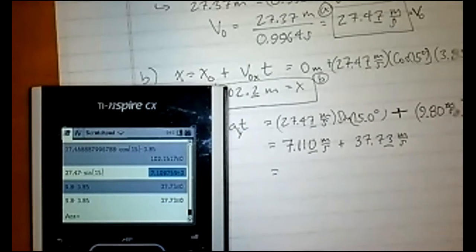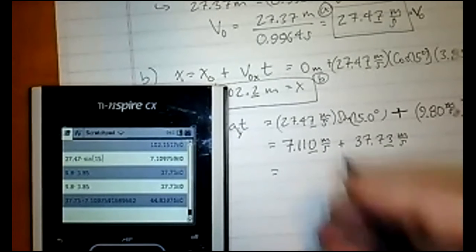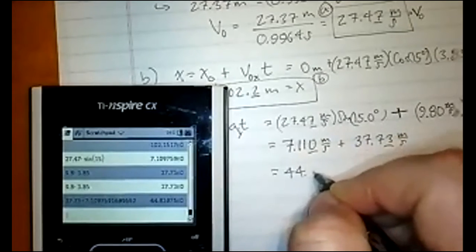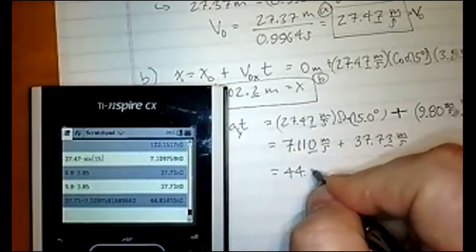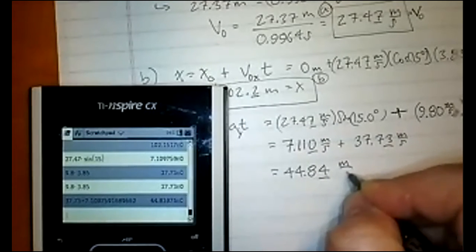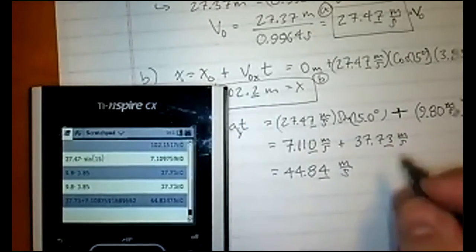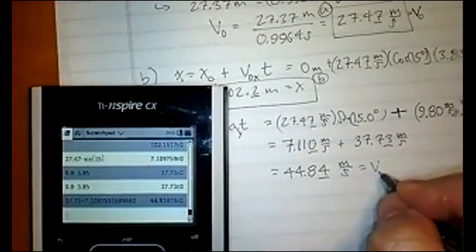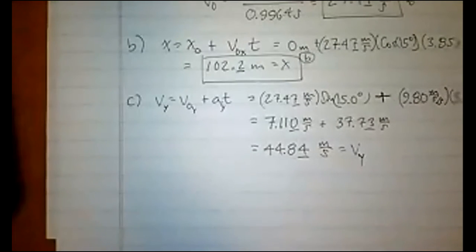So that new final velocity would be, I'm going to go ahead and add the 7.109 or 110 and the 37.73 and realize that I only have one sig fig after the decimal place. So this is going to be 44.84, and that's our doubtful digit, the 4 there. So that's meters per second. That's the Vy, the final velocity of the pumpkin in the Y direction just before it hits the ground.